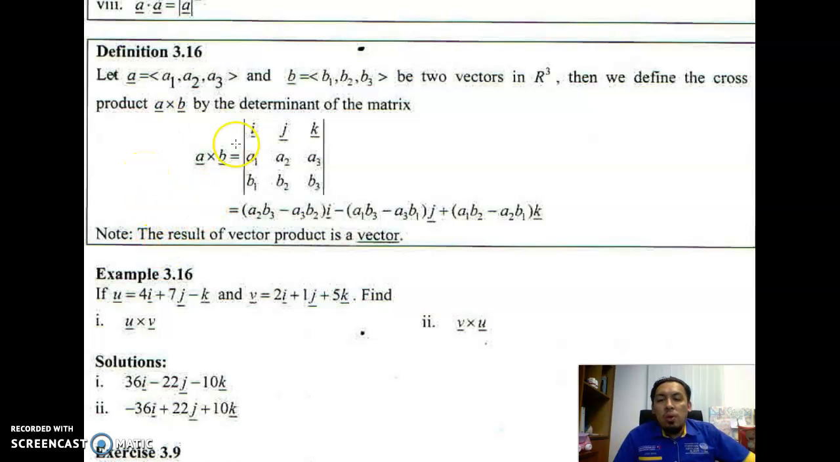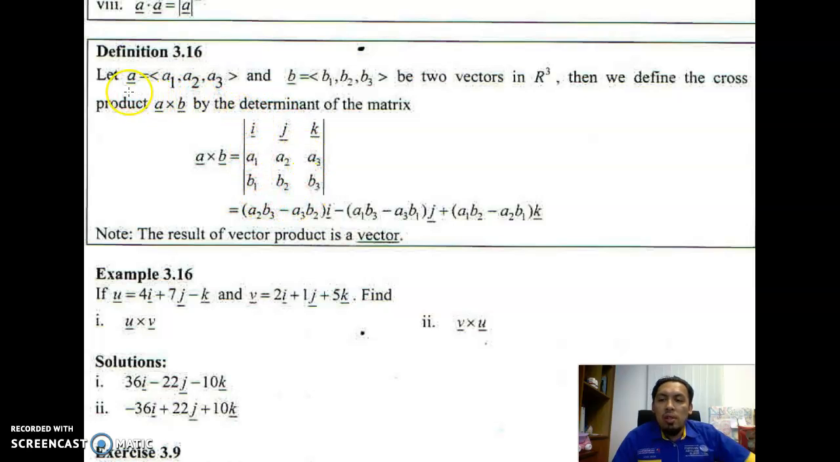I hope that you're familiar with this. We already did this in the matrices chapter, where we calculated cofactors and minors. So we are doing the same thing now. It's just that first you need to know how to arrange it in the form of a matrix like this.